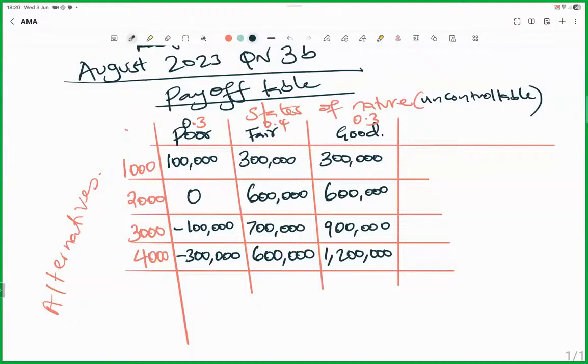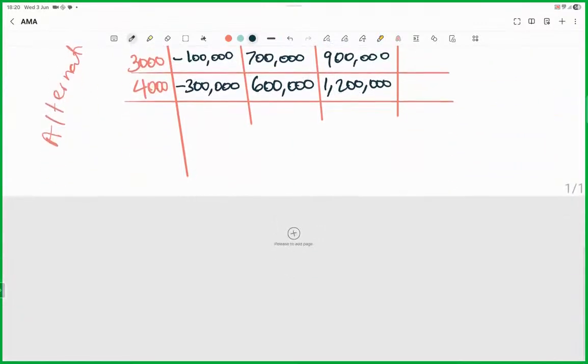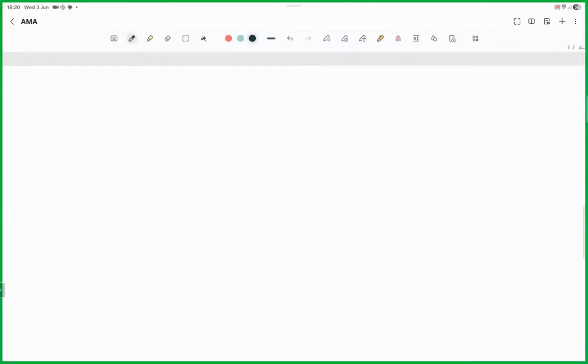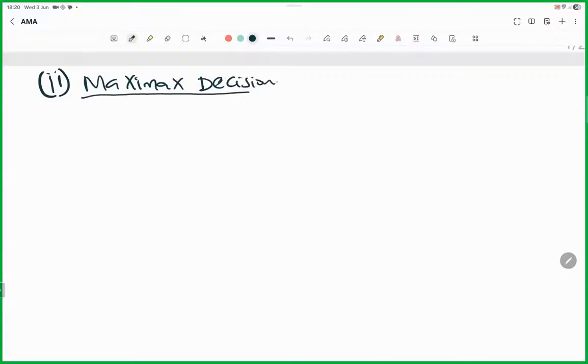So I want to skip number 1 and answer number 2 first. So we start with number 2, where they want us to give them the maxi decision. First of all, we have to understand what maxi stands for. What is maxi? Maximizing?